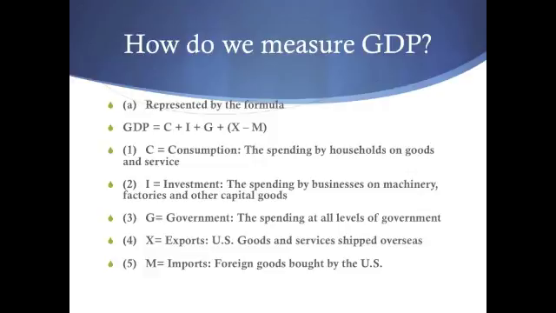G is for government spending. That is spending at all levels of government. Recently, we have seen an increase in government spending through recent government legislation. And X is for exports and M is for imports.